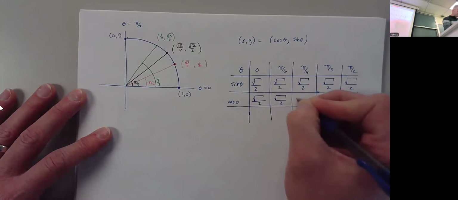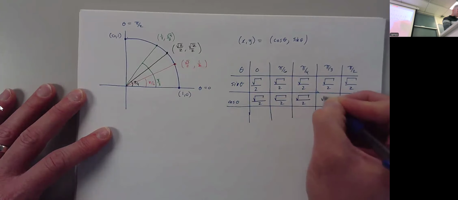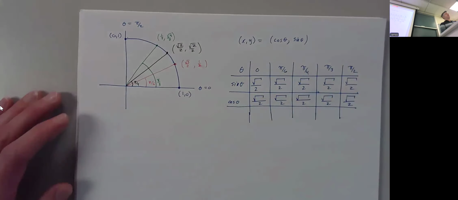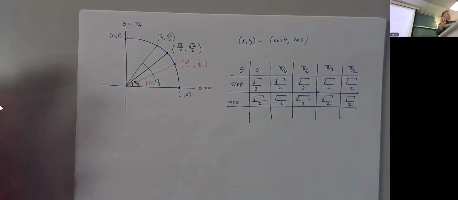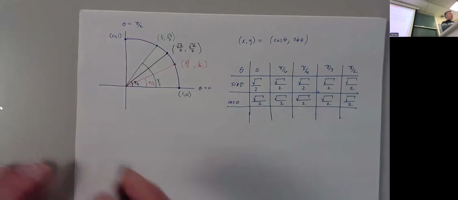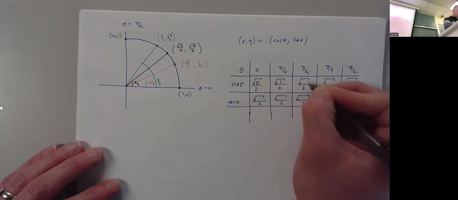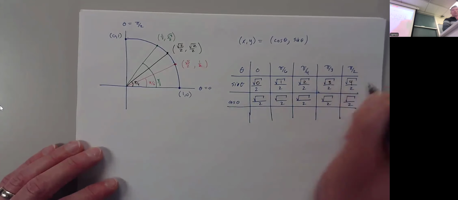But I promise you it's only slightly annoying. Don't do it for tangent. All right, so check this out. Sine starts at 0 and then gets bigger, right? So I'm about to fill it in, just a second. I'm going to write 0, 1, 2, 3, 4.